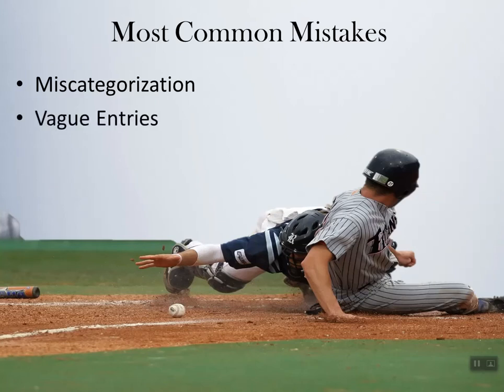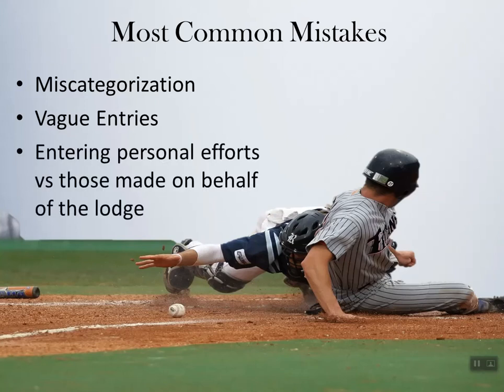Another mistake we see frequently is the use of vague entries, or entries that are lacking specific details regarding the effort or donation. An example of this would be a lodge that enters only the words Endowment Fund under Mooseheart Moose Haven. We need more details about that donation, including the amount that it was made for, as well as the date that the donation was made. And finally, a mistake we see far too frequently is when lodges are entering personal efforts versus those made on behalf of their own Moose Lodge.